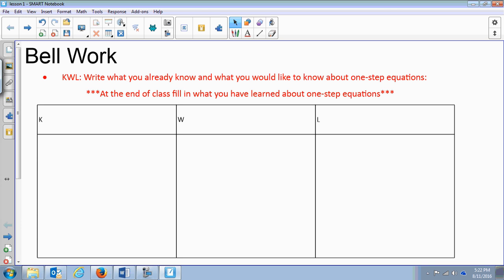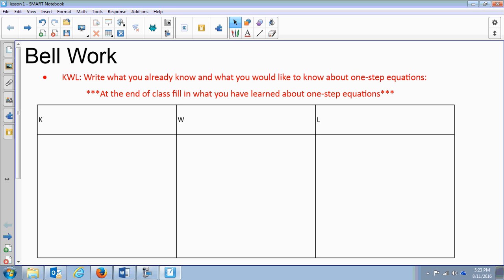Today's bell work is going to be a KWL. You're going to write what you already know and what you would like to know about one-step equations. At the end of this, you're going to fill out what you have learned about one-step equations. So think back to when you took 6th grade math. Think about when you learned about one-step equations.